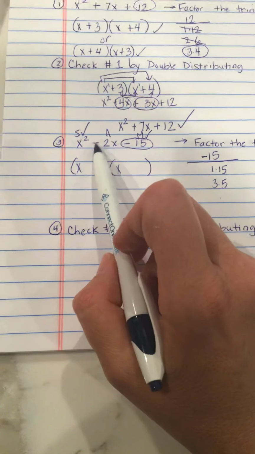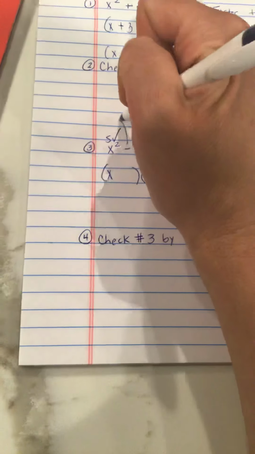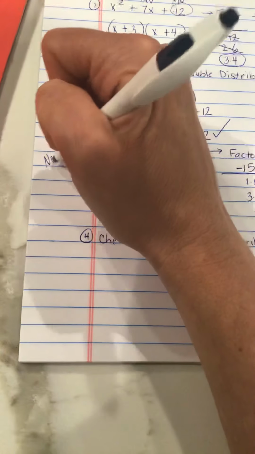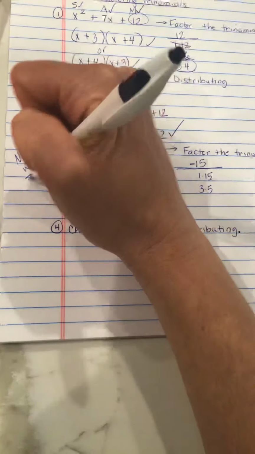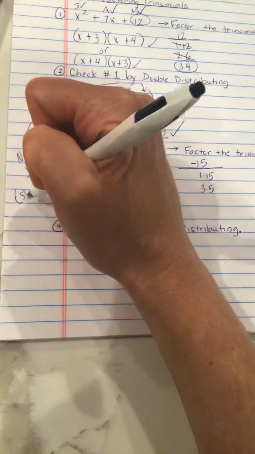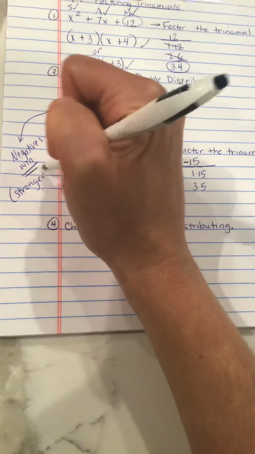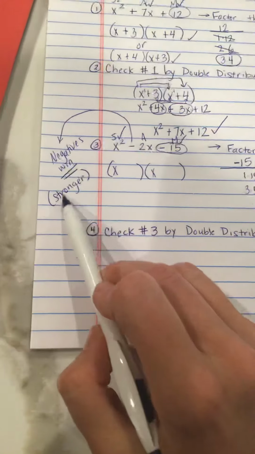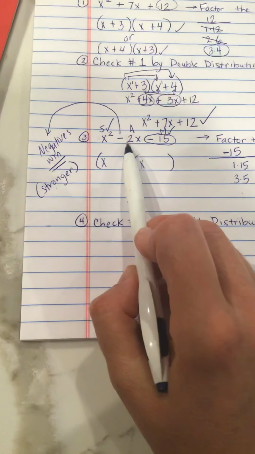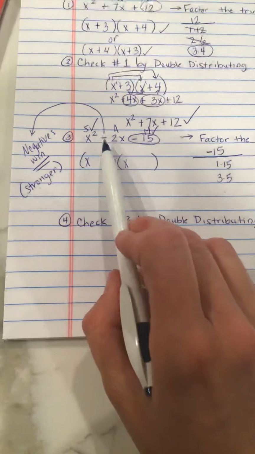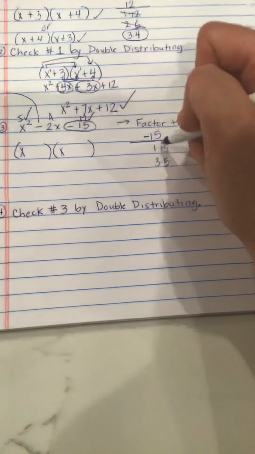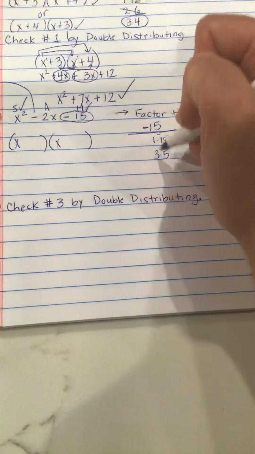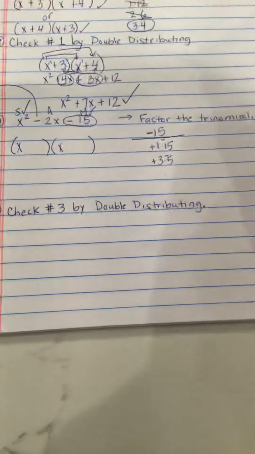If the A, when you add them, is negative, make yourself a little note. That means the negatives win. I've been talking about that all year. The negatives win. They're stronger. Make a little note. Okay, the negatives would have to be stronger to get a negative in the middle. So the stronger number has to be negative. That means the bigger number would be negative, and the smaller number would be positive.